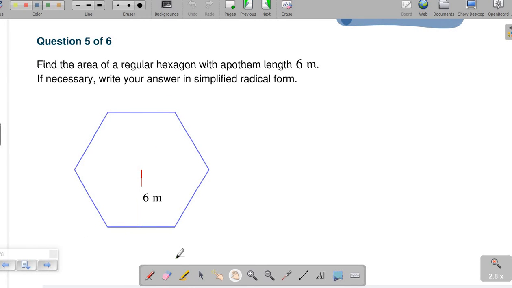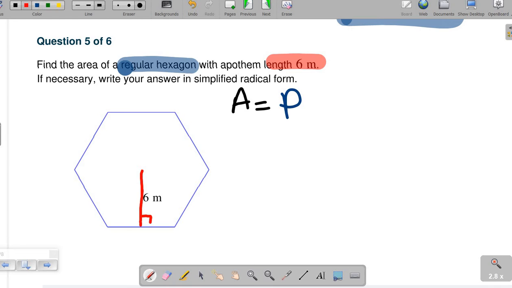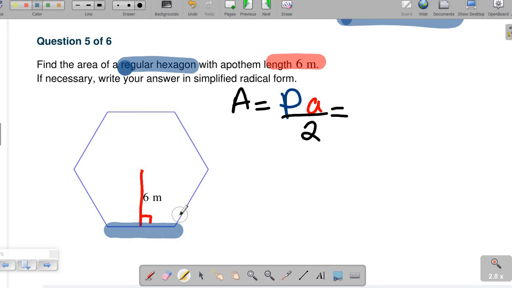It says find the area of a regular hexagon with an apothem of 6 centimeters. Write your answer in simplified radical form. Remember, area equals perimeter times apothem over 2. So we have a glaring omission here. We have no side length. So that's obviously something we're going to have to find in order to solve this problem.